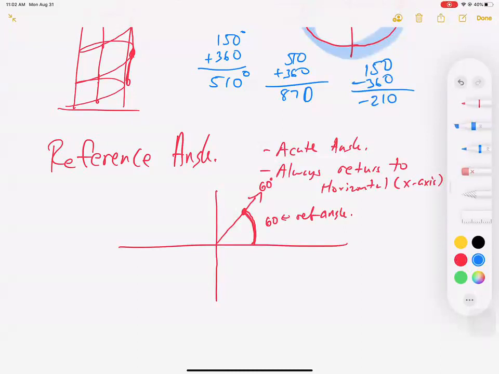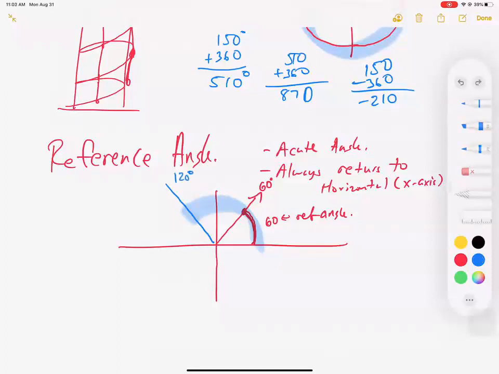But what if I give you an angle way over here? And we'll call this angle here 120 degrees. Well, what is its reference angle? Remember, first, it's an acute angle. 120 is not an acute angle. It's pretty chubby if you ask me. And the second one, it has to return to horizontal. So the reference angle here is going to be this guy here. That's my reference angle.